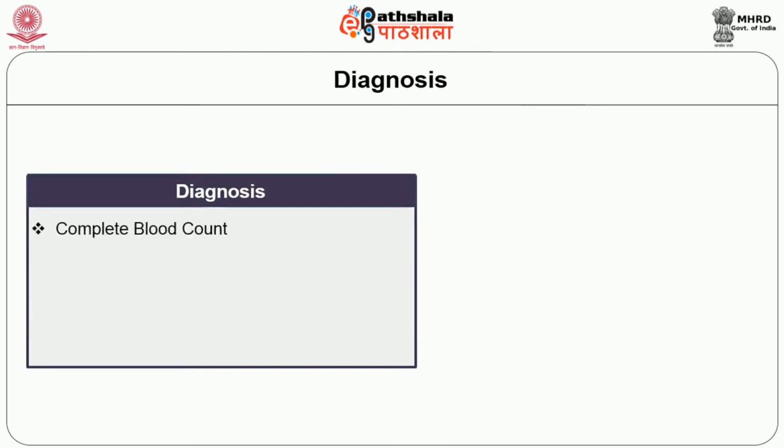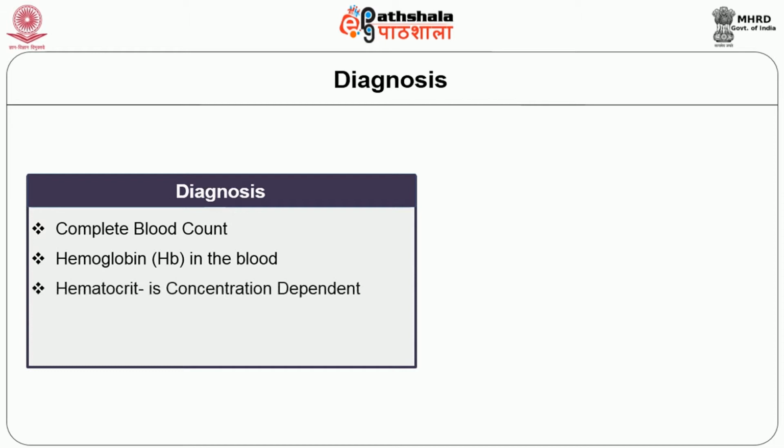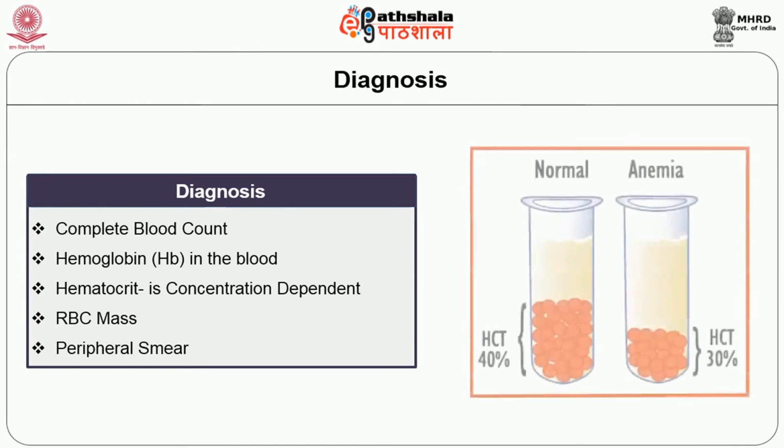We can do a complete blood count. In the complete blood count, we can look at hemoglobin values and check them against the cutoff corresponding to the age. And hematocrit, it is nothing but the concentration dependent, and look for RBC mass.